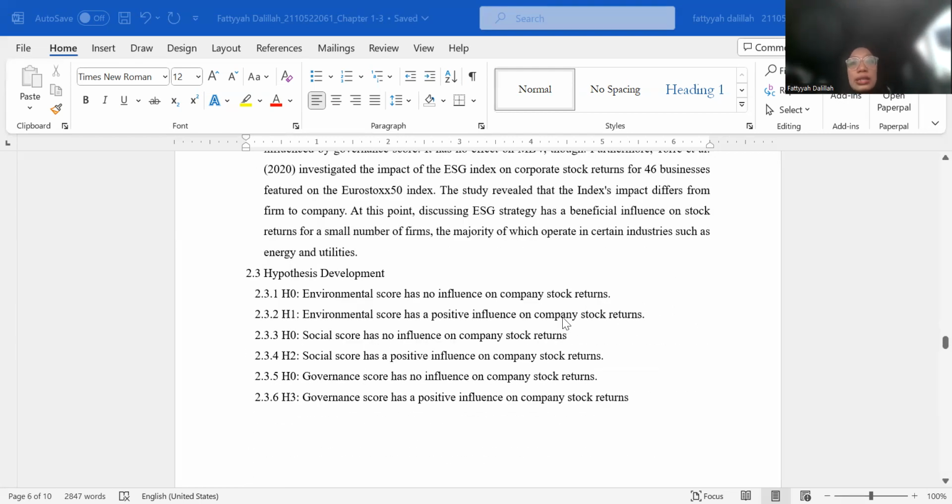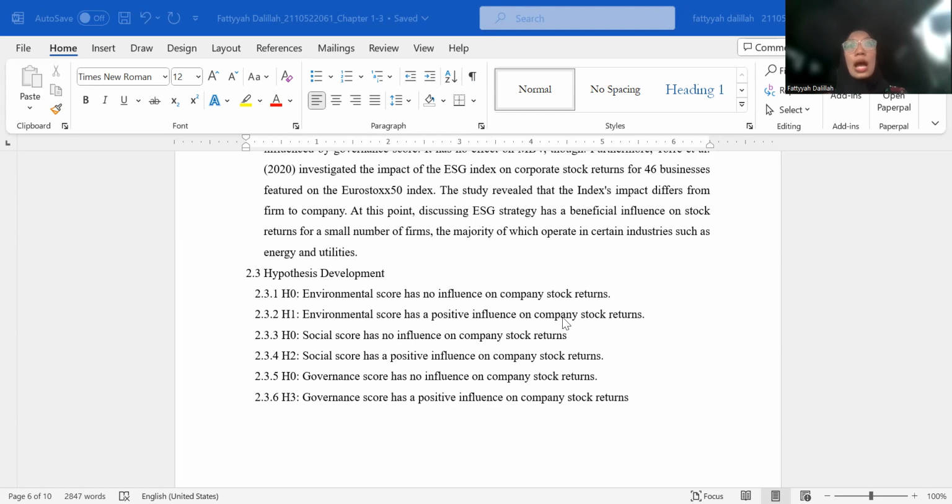And this is my hypothesis development, built from the theory and previous research. The first one is environmental. We use the null hypothesis, which is that the environmental score has no influence on the company's stock returns. It also applies to social and governance. So I put hypothesis zero, which is that ESG has no influence on the company's stock returns.